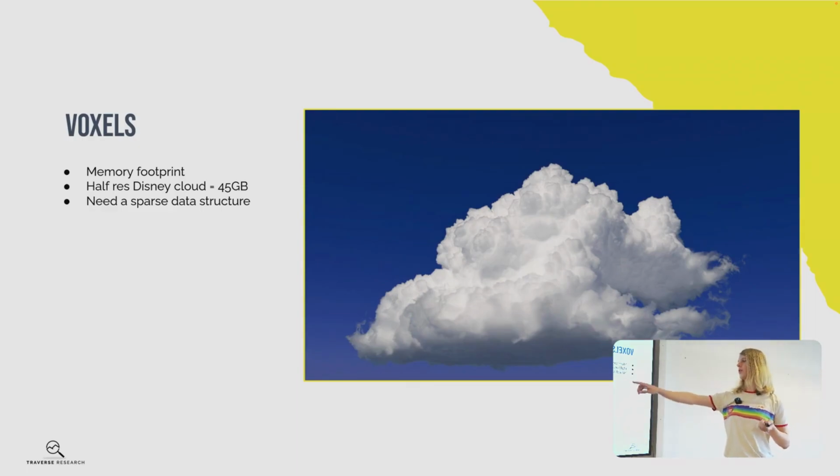So, for example, on the right here, we see the Disney Cloud. This is a model made by Disney. You can download it online. And I did some quick math, and the half-resolution version of this Disney Cloud is 45 gigabytes and won't fit on your GPU, because GPUs have 24 gigabytes of memory at most. The top of the line has that much. So this will never fit. So we're going to need some sparse data structure for this.